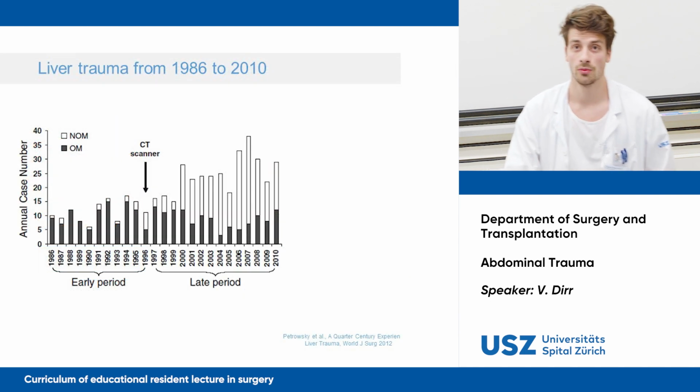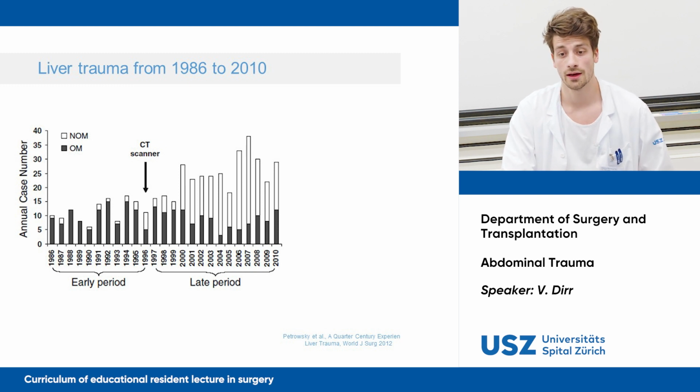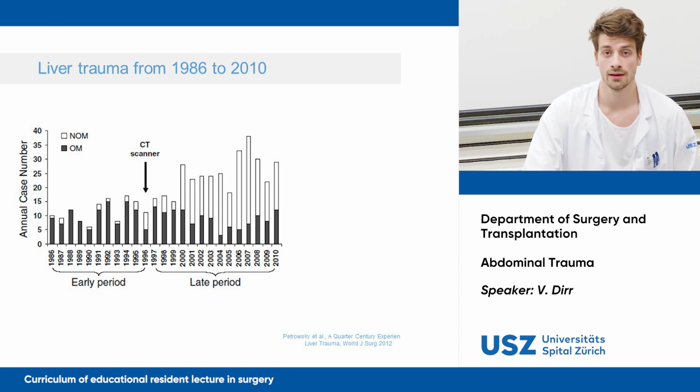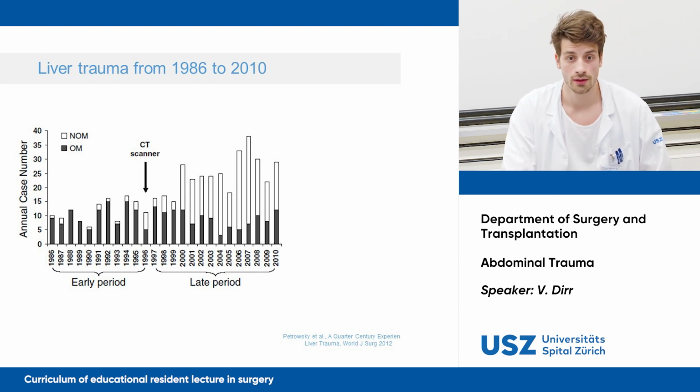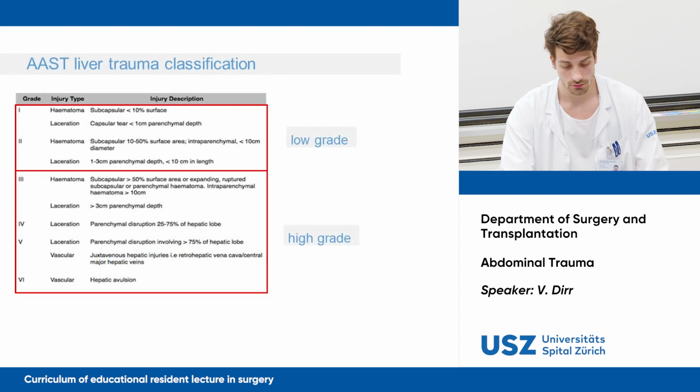So in case of liver trauma, there was a study conducted here at our department where they have experience of 25 years of liver trauma. And this chart tells us there was a shift from operative management towards non-operative management. What happened actually is there was an implementation of a CT scan at the trauma room, which helped us to understand the extent of an injury. And also the implementation of damage control surgery helped to increase the survival of these liver trauma patients.